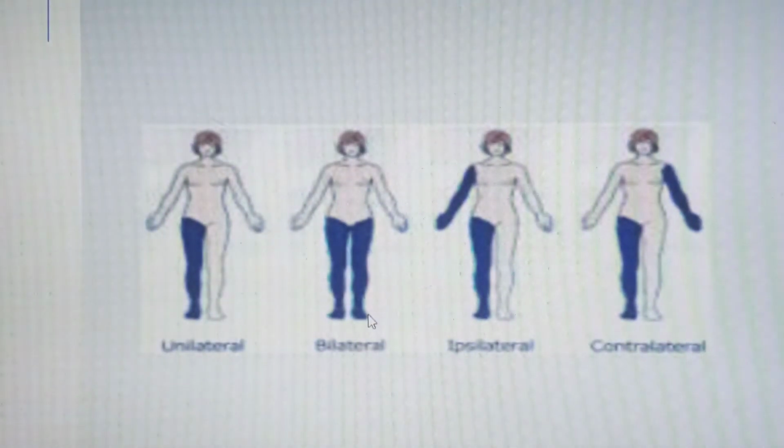Now, having seen laterality, one thing you have to know is that if it's just a single side of the body that we are interested in, then we say it is unilateral. Unilateral. Uni means what?